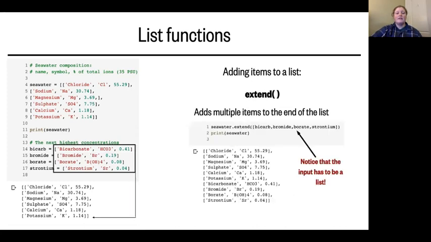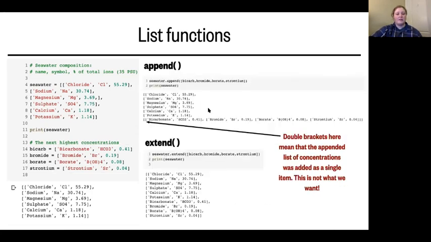Another way to add items to a list is to extend it, which adds multiple items to the end of the list. So instead of just adding bicarbonate here, we add bicarbonate, bromide, borate, and strontium, and we tack those all on the end. In order to do that, we say seawater.extend, parenthesis, and then we put all of those items into a list of its own. Then we close the parenthesis. That will effectively put bicarbonate, bromide, borate, and strontium onto the end of our original seawater list. Again, this is altering the list in place. You don't need to set a variable equal to that.